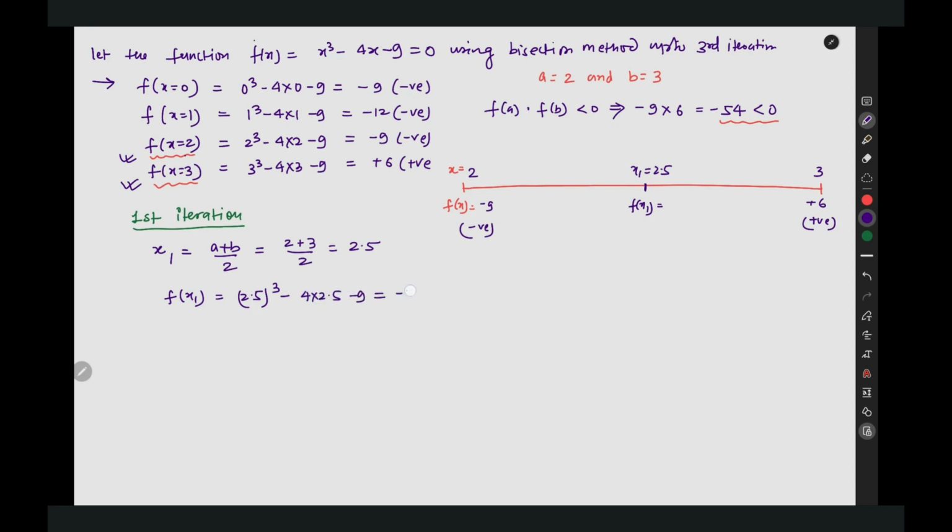It will be minus 3.375, which is a negative number. So now from this we can easily see that the next iteration values will always lie between one negative value and one positive value. So we will proceed with the next iteration value. Second iteration.